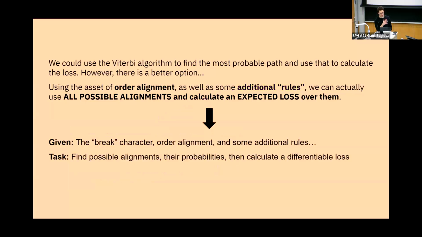And so putting this all together, the idea is, given our solution of a break character for repetition, given the order alignment and some of the additional rules we had, we want to find the possible alignments, their probabilities, and then calculate a differentiable loss that represents an expected loss over all these different alignments.